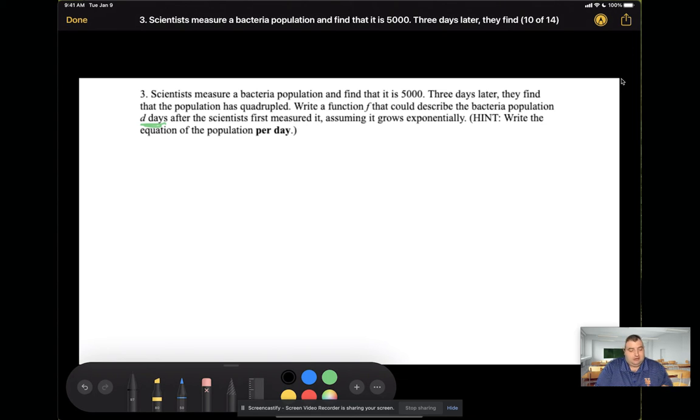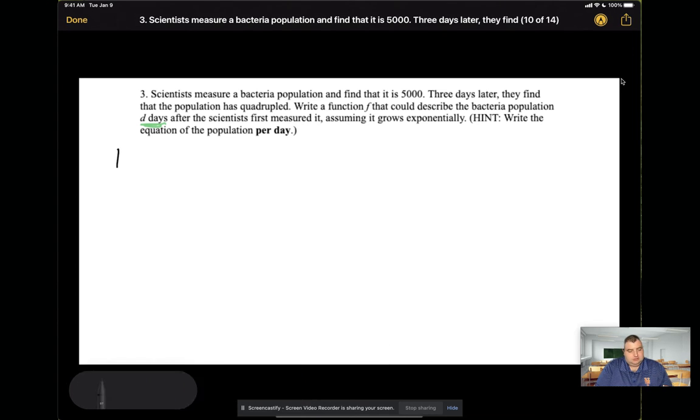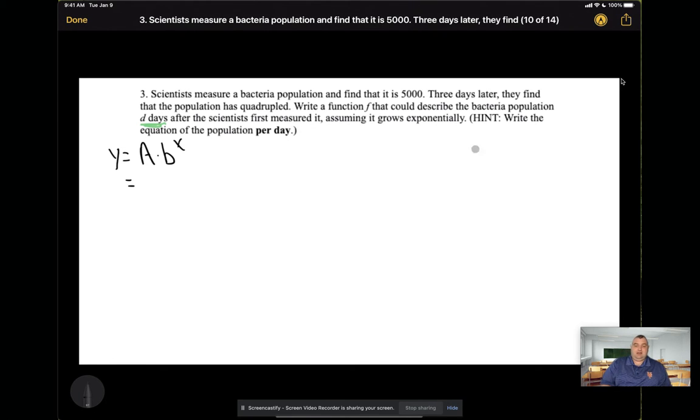So let's start out here. I'm going to use my exponential growth formula. I know that my initial population is 5,000. And the population quadrupled. So quadrupled implies that my growth factor is going to be 4. So 5,000 times 4 to the power of x.